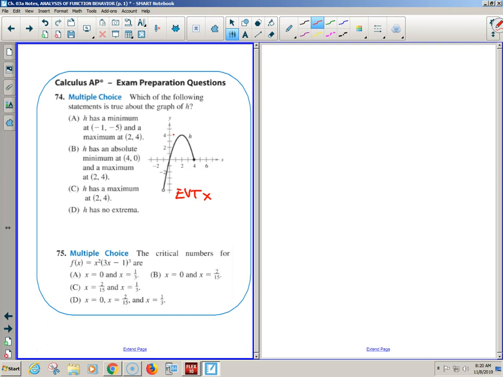For instance, I see an absolute max. I see absolutely no min because it's not there, right? So we have no absolute min because the hole is there. We do have an absolute max. The absolute max is also a relative max. Why is it a relative max?